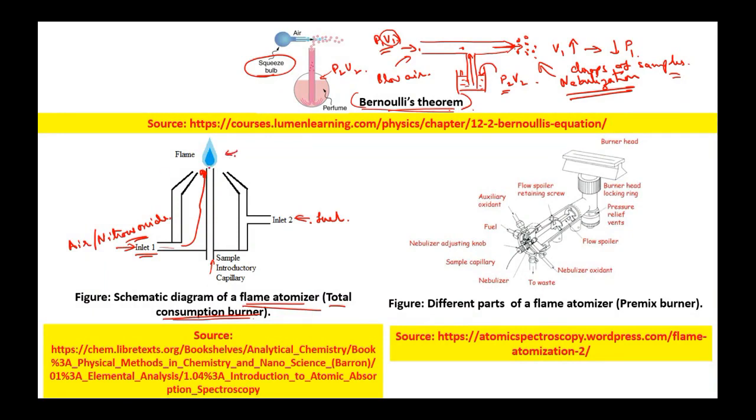So there are two types of flame. Just at the tip, we are having the primary flame. At the outside, we have the secondary flame. And this dark blue color is called the internal flame.